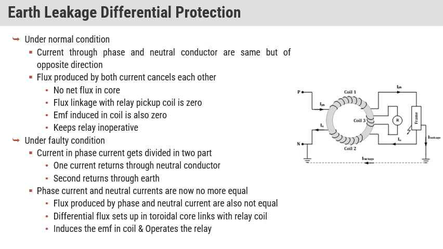In that particular situation, the phase current and neutral current are no longer equal. So the flux produced by the phase and neutral currents is not equal. A differential flux sets up in the toroidal core, and this flux links with the relay coil and induces an EMF in the coil and operates the relay. So this is how our earth fault protection works.